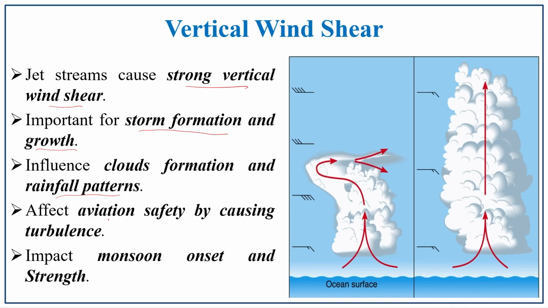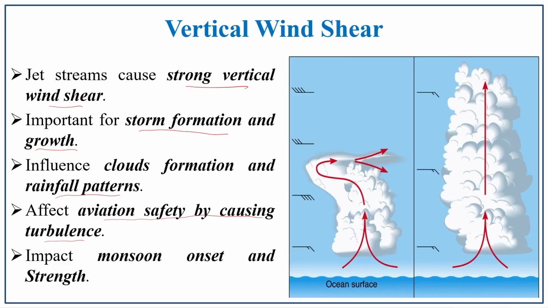It also affects aviation safety, and it leads to turbulence. Because of the turbulence in these latitudes, caused by vertical wind shears, it adversely affects flight travel, the flight path. So flight safety is mainly determined by vertical wind shears. The impact of monsoon onset and strength is also determined by vertical wind shears. So vertical wind shears play an important role in the weather process.